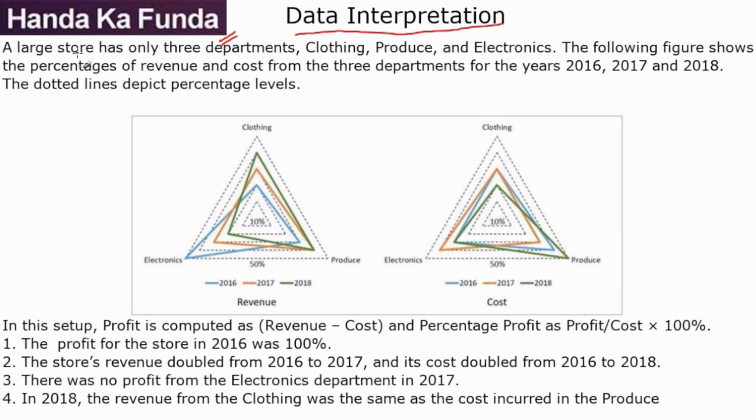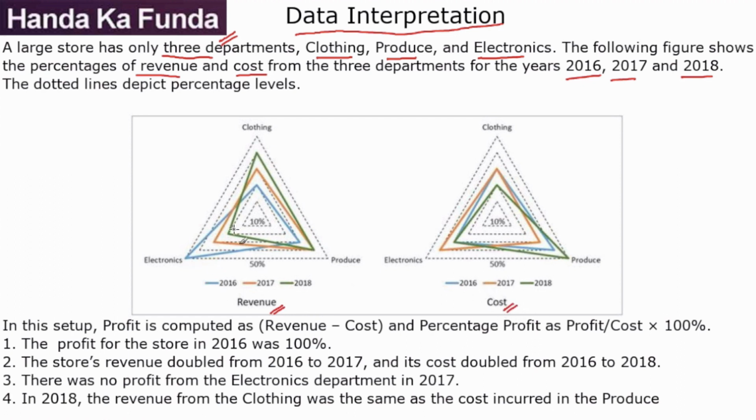In this one, we are given a large store has only three departments: clothing, produce, and electronics. The following figures show the percentages of revenue and cost from the three departments for the year 2016, 17, and 18. So these triangles essentially represent the revenue and the cost breakup in percentage terms.